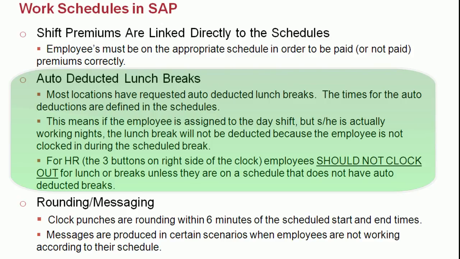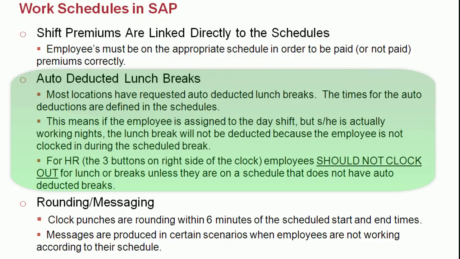For example, if you had an employee who's on the night shift, but you've actually assigned him to the day shift, the schedule may say that his lunch break is at noon, but since he's working in the middle of the night and not at noon, that lunch break would never be deducted. So if the employee's working a 10-hour day with a 30-minute lunch, instead of getting paid for 9.5 hours every day, he'd be getting paid for 10.